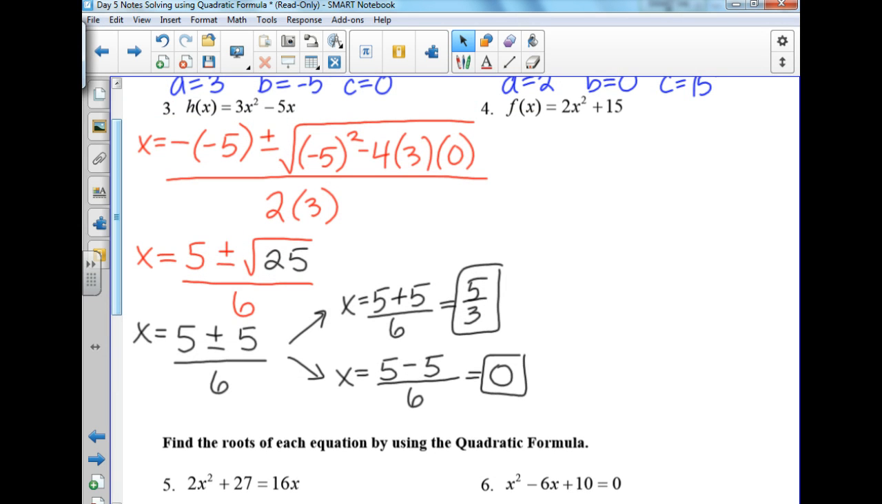Any questions on number 3? Okay, so let's go to number 4. Go ahead and fill in your quadratic formula on number 4. I'll have to erase some of this. Is anyone still writing number 3? Yes, okay. So if you're on number 4, go ahead and start filling in the A, the B, and the C. Remember, on this one, B is 0. Got it, Tony? Yes. Okay.